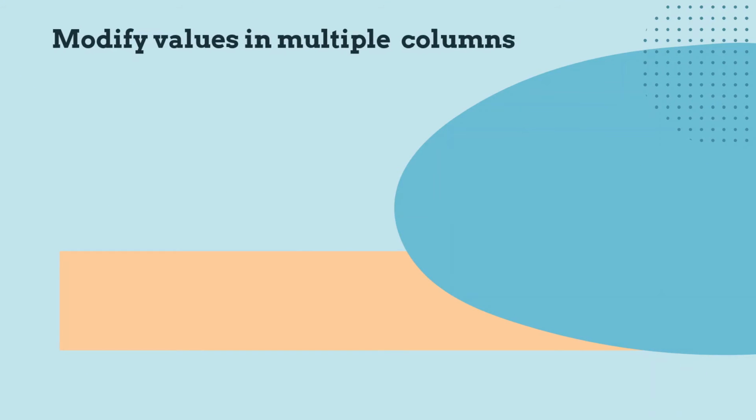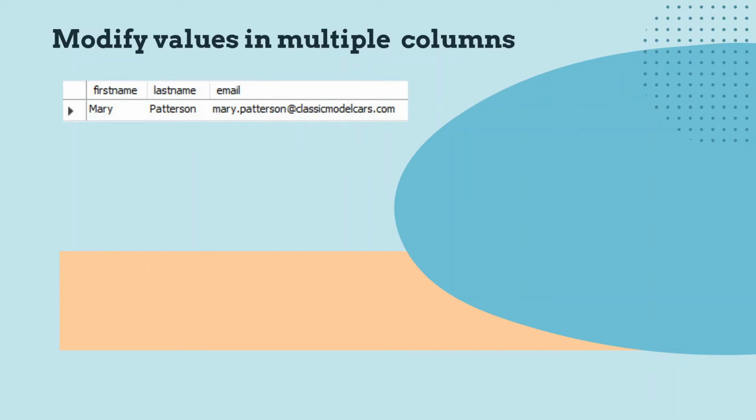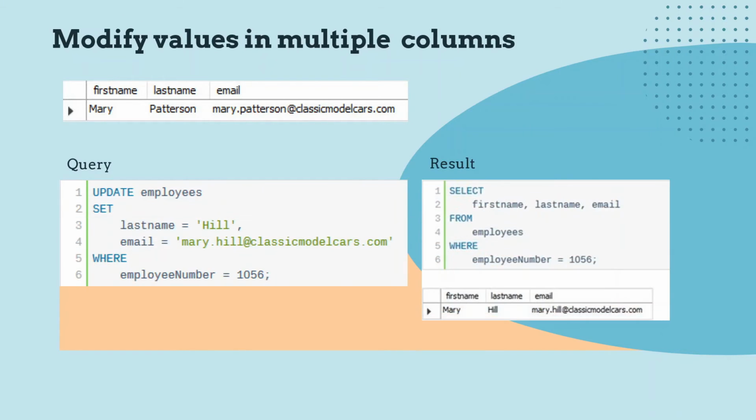Then, if we want to update values in multiple columns, we can specify the assignments in the set clause. For example, if we want to update the last name and email columns of the employee with employee number 1056, that is Mary, we can use this query. Update employees, set last name to Hill, and then email is mary.hill@classicmodelcars.com, where employee number is 1056.